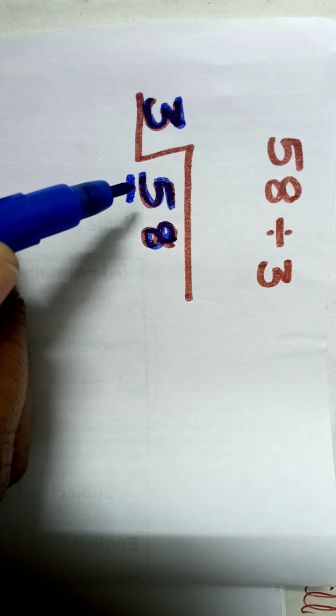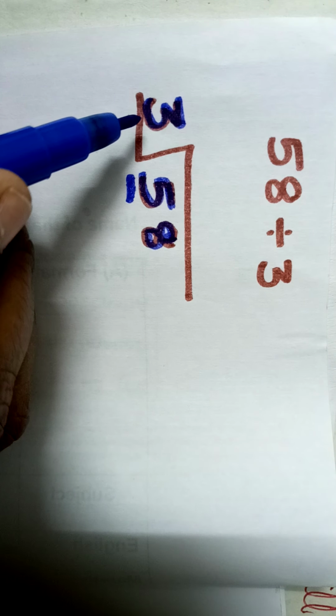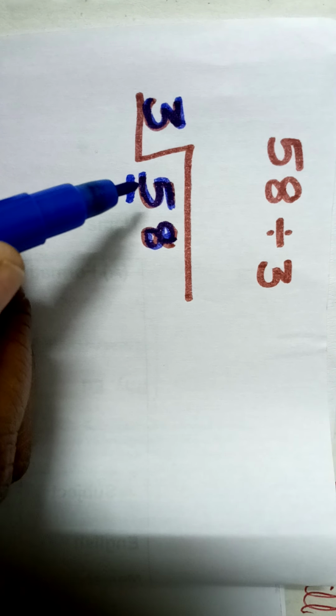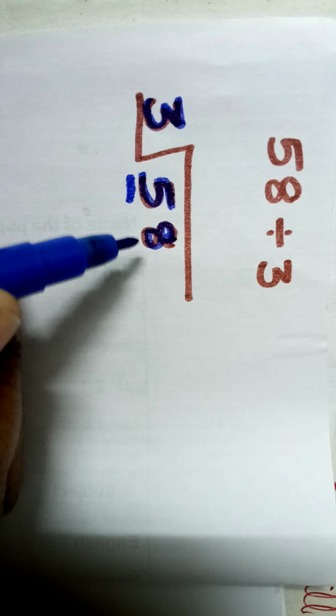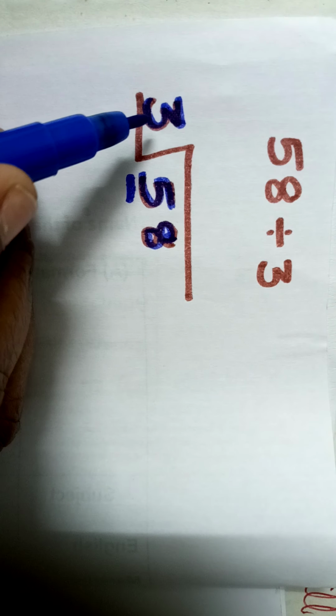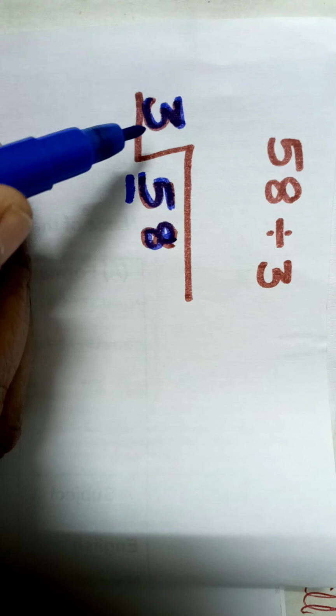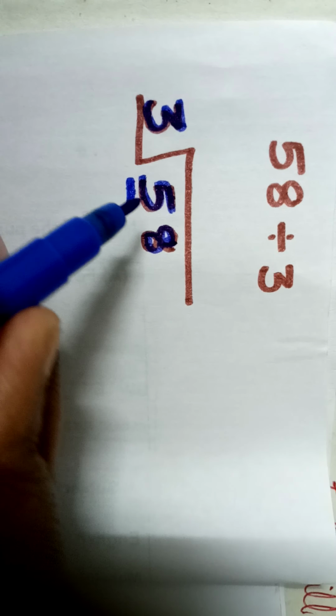So the first digit is 5. So we will divide this 5. This 5 is bigger than this 3, no? If it was less than this 3, then we would have taken the full number. We would have divided the full number. But now this 5 is bigger than this 3. So we have to divide one digit at a time.